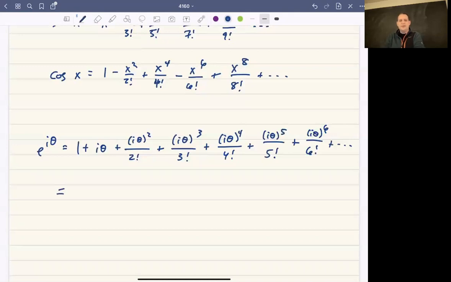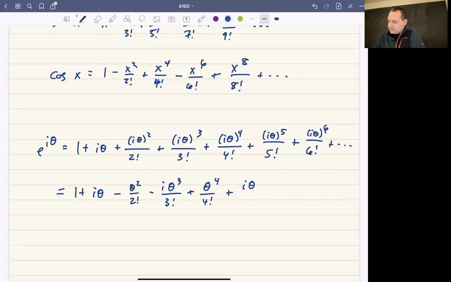Now we can simplify this and think about powers of i that we've already talked about. So this will be 1 plus i theta. i squared is minus 1, so this will be minus theta squared over 2 factorial, minus i theta cubed over 3 factorial. i to the 4th is just 1, so this is plus theta to the 4th over 4 factorial. i to the 5th is i to the 4th times i, so 1 times i, or i. That's i times theta to the 5th over 5 factorial. i to the 6th is minus 1. And so you can continue this pattern as much as you like.